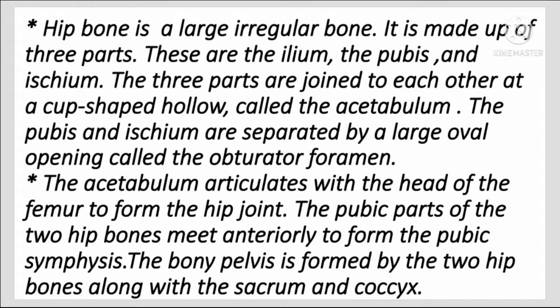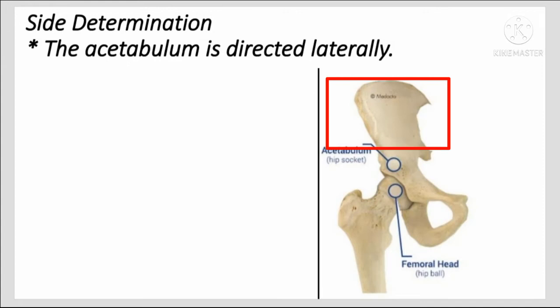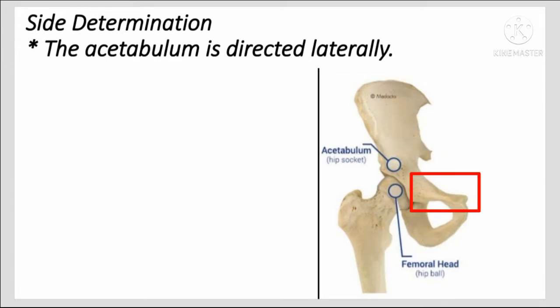The pubic part of the two hip bones meet anteriorly to form the pubic symphysis. The bony pelvis is formed by the two hip bones along with the sacrum and the coccyx. This is the ilium, this is the ischium, and this is the pubis. These three parts join together to form the acetabulum, which articulates with the head of the femur to form the hip joint. The ischium and the pubis are separated by the obturator foramen.